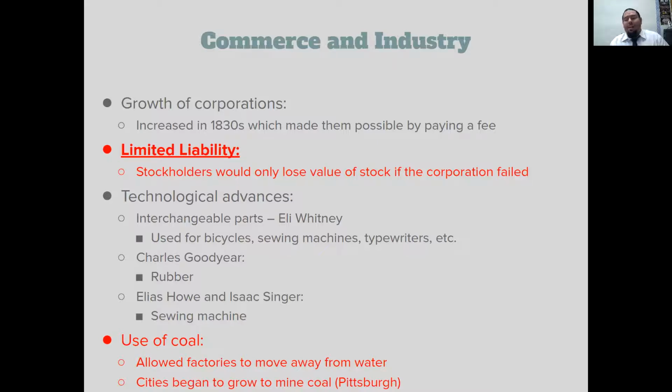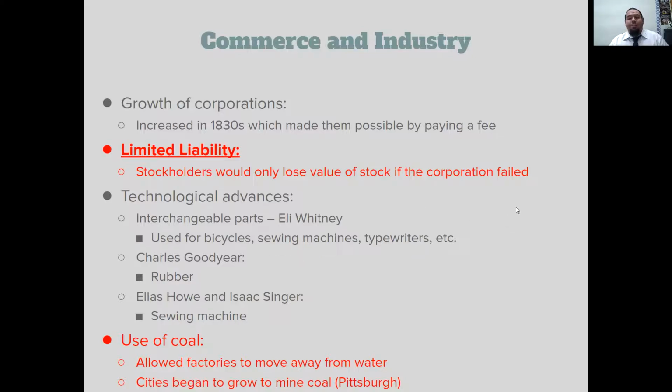Technological advances. We already talked about Eli Whitney and his interchangeable parts, making all these separate parts to then be built for the same exact model over and over again. And so this process would be used for bicycles, sewing machines, typewriters, et cetera. Charles Goodyear is going to help develop the rubber industry, and Elias Howe and Isaac Singer created the sewing machine.